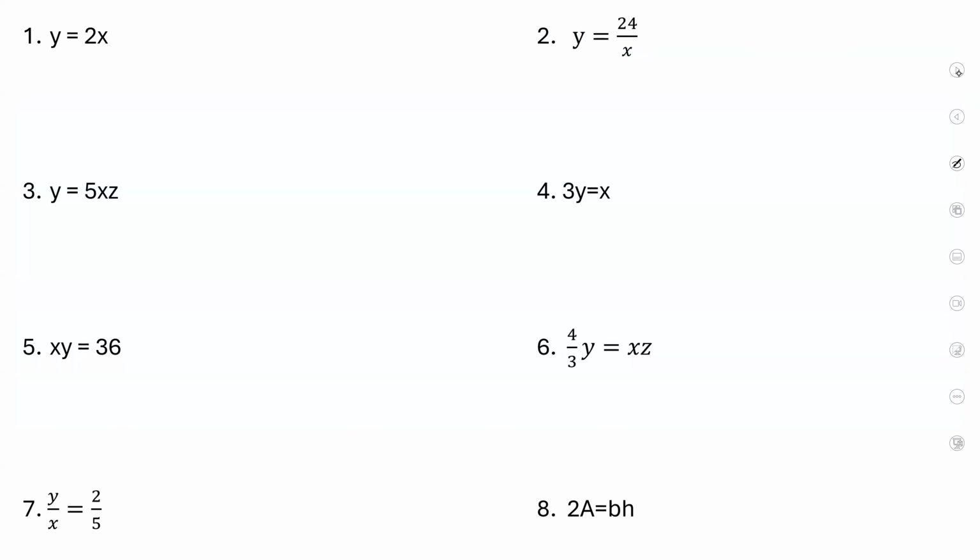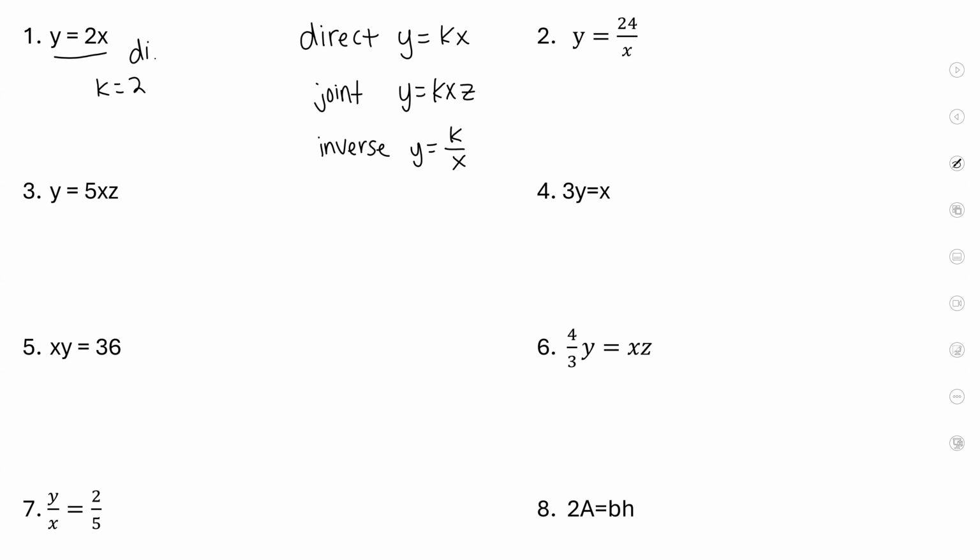So here, I'm going to write down in the middle here, if it's direct, it will look like this. If it's joint, it will look like this. If it's inverse, it will look like this. Okay, so let's see which one this is. This one looks like direct, and your k value is 2. This one is direct. Number 2, this one is inverse. Your k value is 24. This one is joint. Your k value is 5.